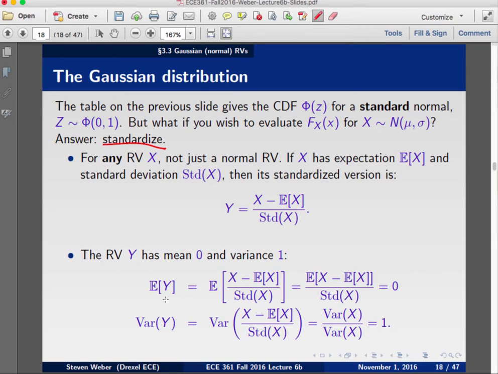Let's first look at the mean. The expected value of y, I just substitute in the expression for y in here, and now I have the expected value of this linear function of x. And by linearity of expectation, I can pull out that constant. That's not going to affect the expectation. And now in the numerator, I'm looking at the expectation of x minus its mean. But the expected value of x minus E of x is equal to E of x minus E of x, which equals 0.